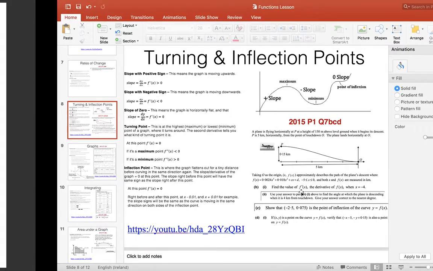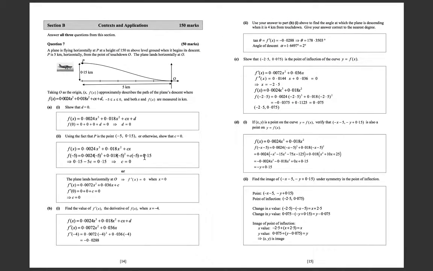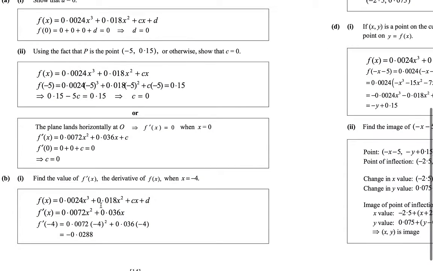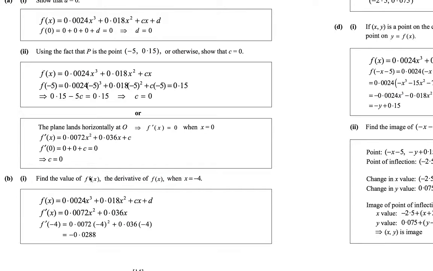So let's have a look at the function. So I skipped this part. This is from the functions lesson where it just shows that d is equal to 0 and that c is equal to 0. So we just have this left of the function. Okay, so find the value of f prime x. So this is our function.